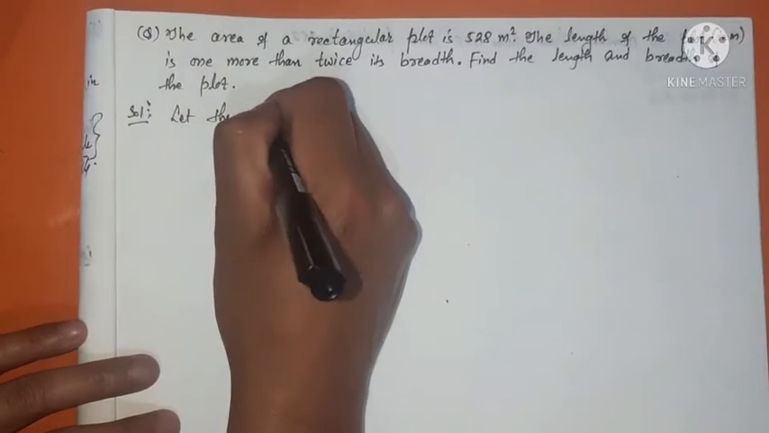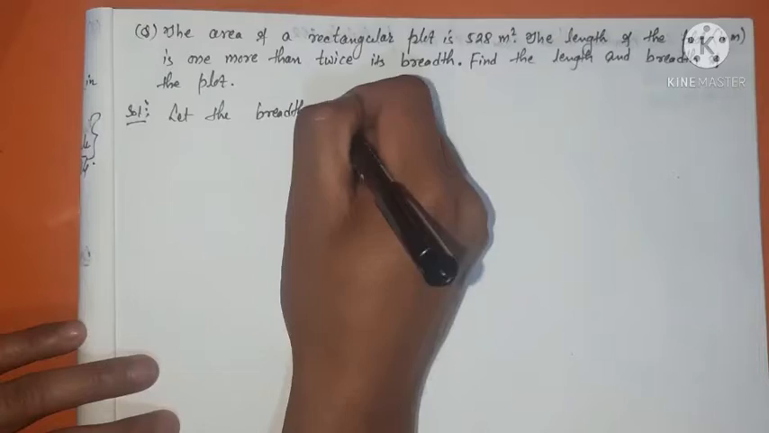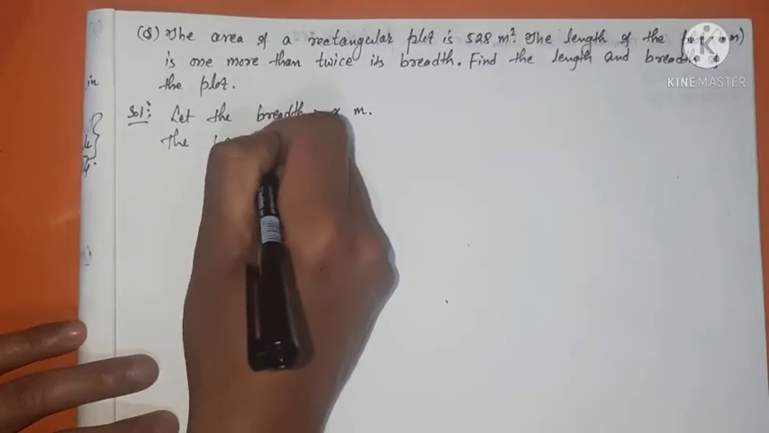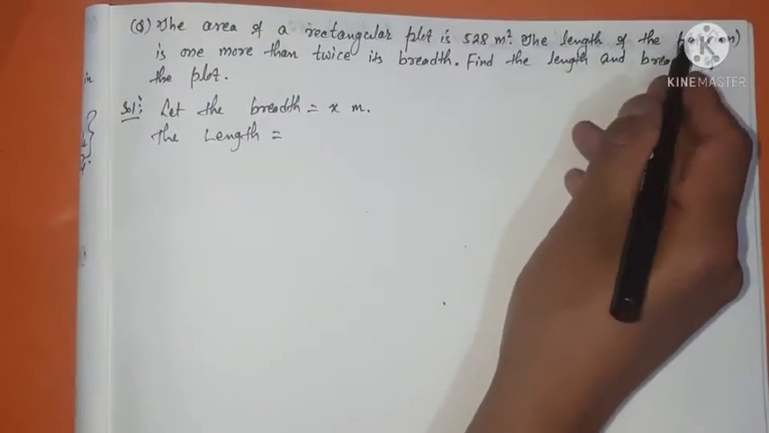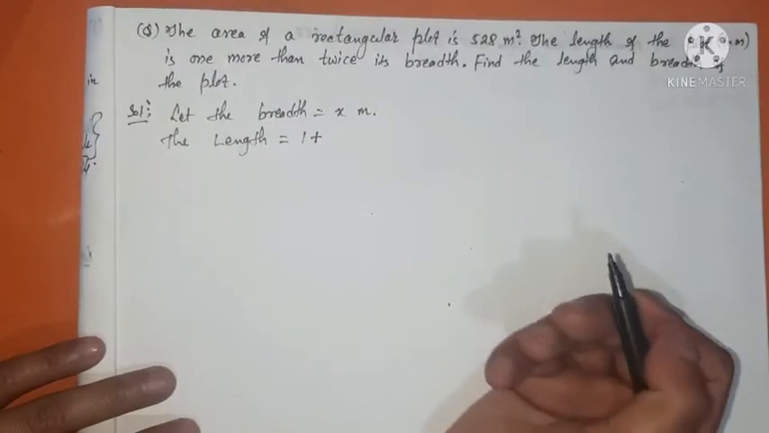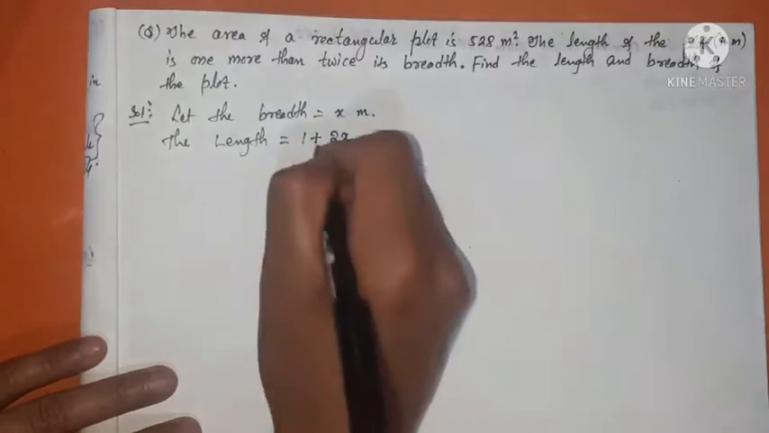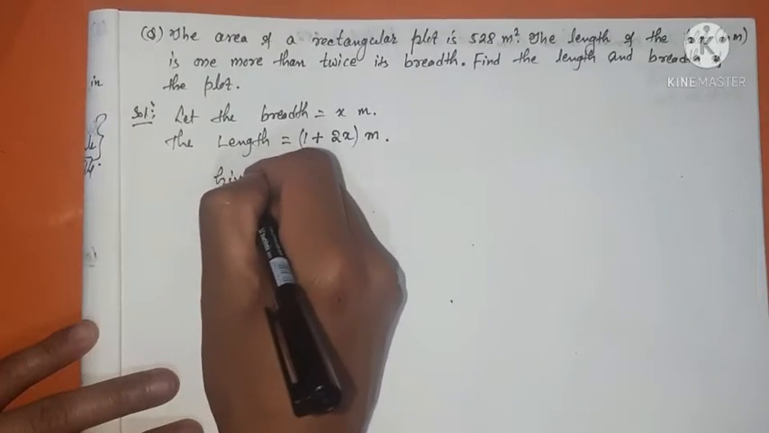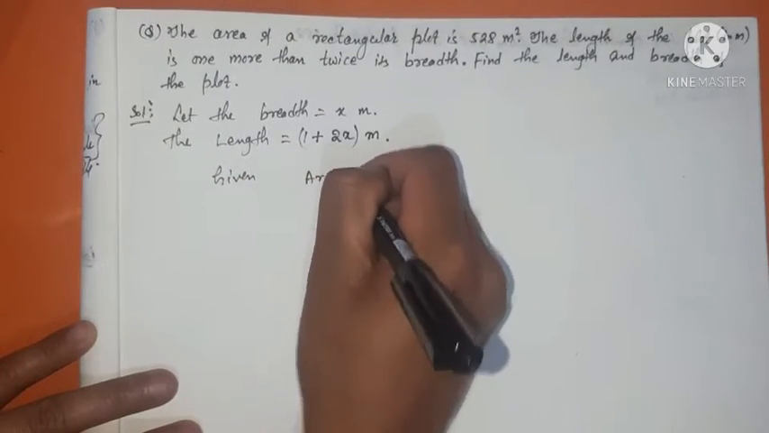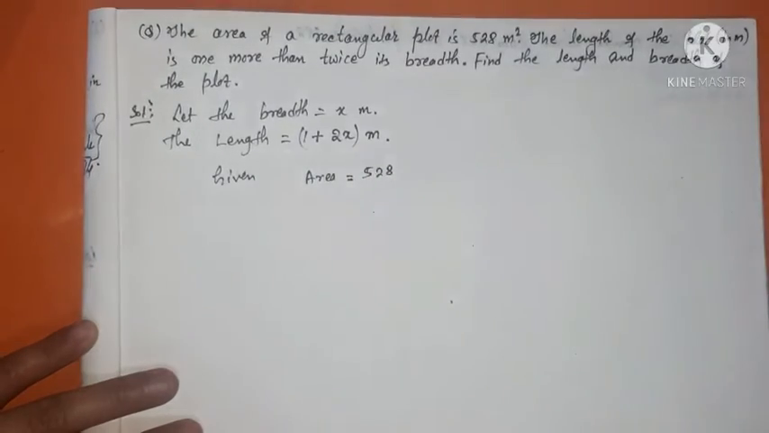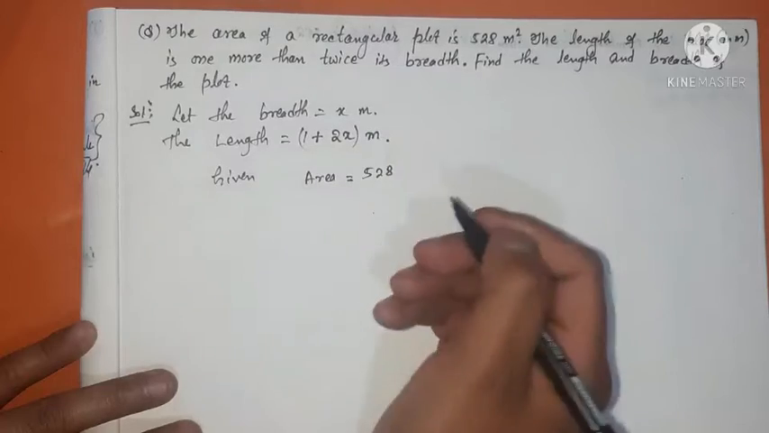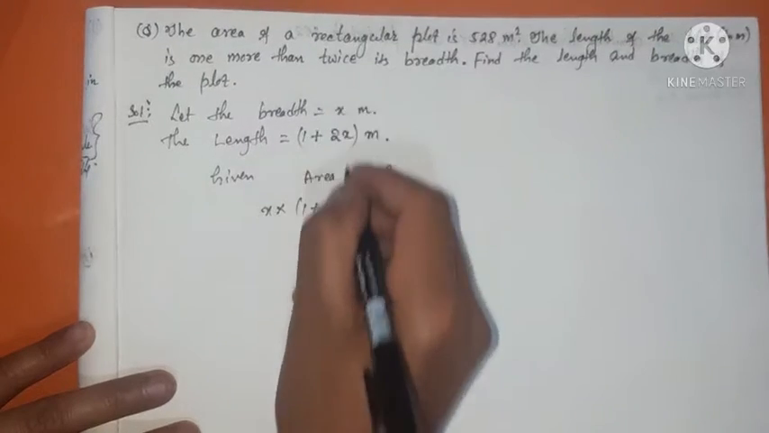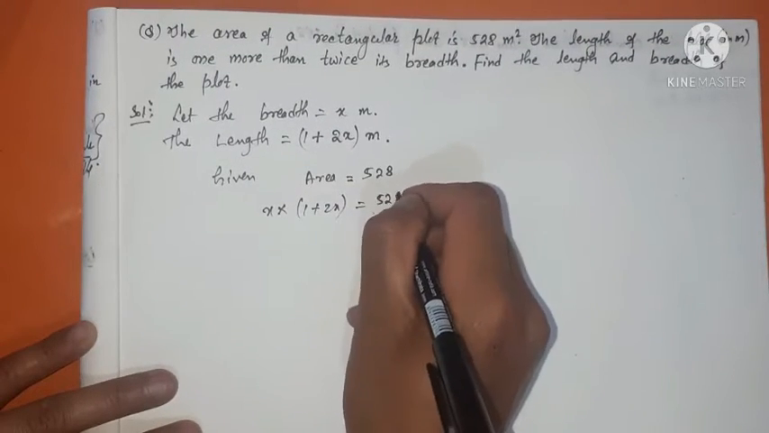Let the breadth be x meter, right? Then as per the question, length will be how much? The length of the plot is 1 more than twice the breadth, that is 1 plus 2x meter, isn't it? Now further given, area is 528 meter square. But we know that the area of a rectangle is length into breadth, that is x into 1 plus 2x, the product, length into breadth, that is 528.